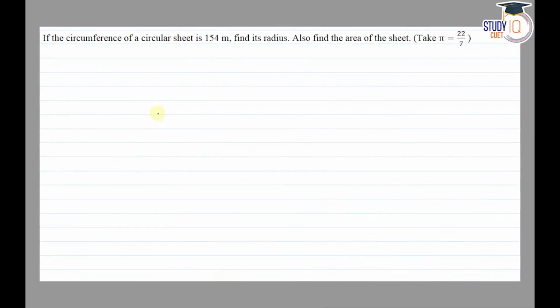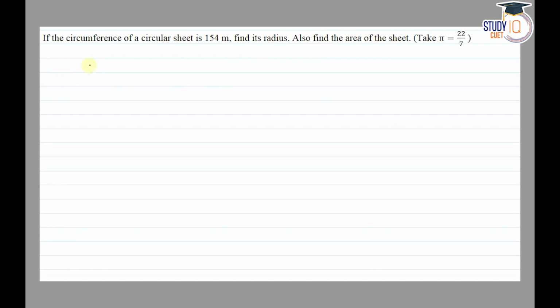Hello everyone, this question appears in class 7th NCERT chapter of perimeter and area. This is third question of its exercise 11.3. So the question says that if the circumference of a circular sheet is 154 meter, find its radius. Also find the area of the sheet.